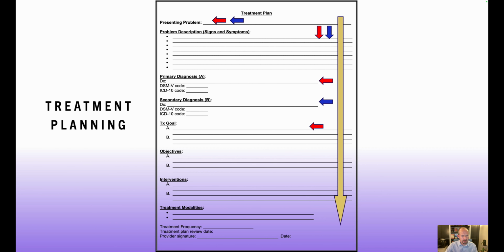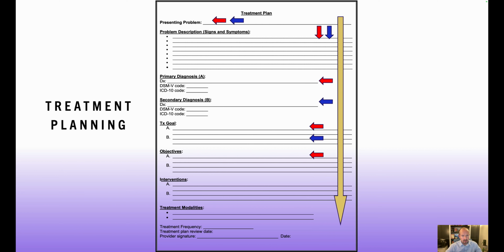Now let's get down to the treatment goal. So the treatment goal A should be drawing from the primary diagnosis A. Then you have a separate treatment goal for the secondary diagnosis. So you also, again, want to make sure that things are lining up with both A and B. In this case, the primary diagnosis I've labeled A, the secondary being B.